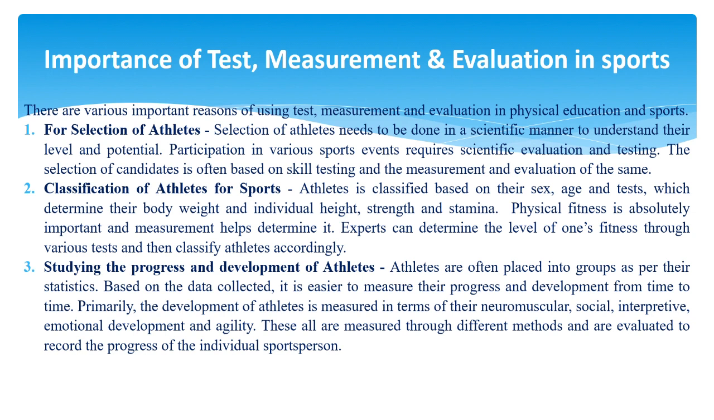Number three, studying the progress and development of athlete. Athletes are often placed into groups as per their statistics. Based on the data collected, it is easy to measure their progress and development from time to time. Primarily, the development of athletes is measured in terms of their neuromuscular, social, interpretive, emotional development, and agility. These all are measured through different methods and are evaluated to record the progress of the individual sports person.